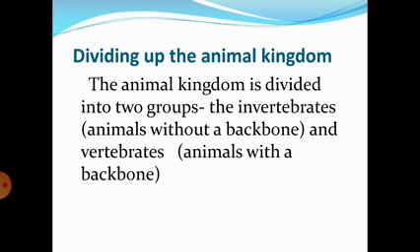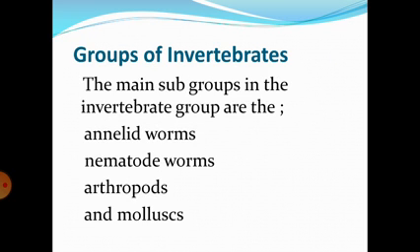Dividing up the animal kingdom. The animal kingdom is divided into 2 main groups. The invertebrates, which are animals without a backbone, and vertebrates, which are animals with a backbone and an internal skeleton. Groups of invertebrates. The main subgroups in the invertebrate group are the annelid worms, the nematode worms, the arthropods, and mollusks.